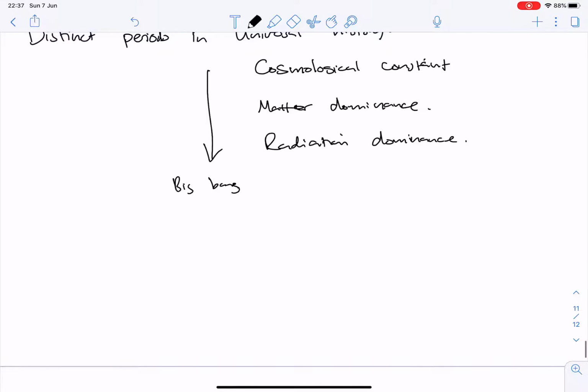So we also do need to worry about what these are going to do in terms of the scale factor with cosmic time. So having looked at the behaviour of the density, we can then look at the behaviour of the scale factor.